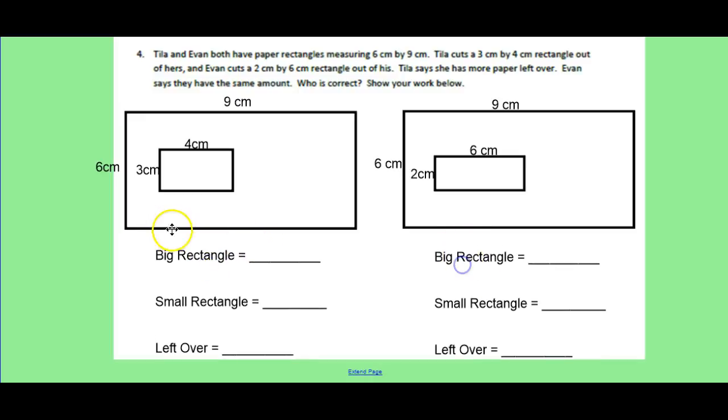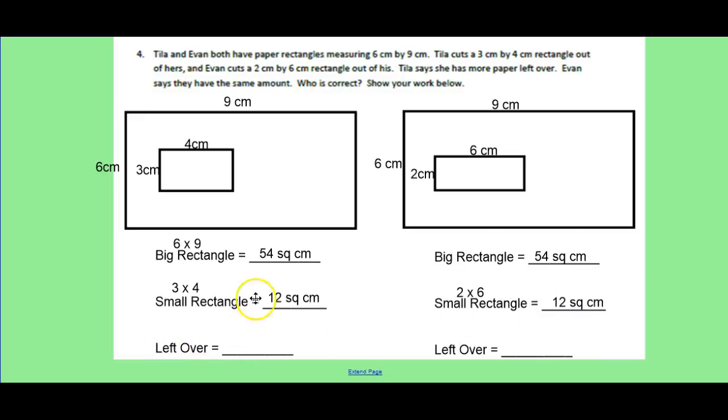Okay, so the big rectangle for both of them, you had to do 6 times 9. And 6 times 9 is 54, and we're working with centimeters here, so that's 54 square centimeters. And that's going to be the same thing for Evan's as well, because they both have the same side lengths. Now for Tila's right here, she had 3 centimeters by 4 centimeters, so that's going to be 3 times 4, and hers was 12 square centimeters. Evan's was 2 by 6, so that's 2 times 6, which also equals 12 square centimeters.